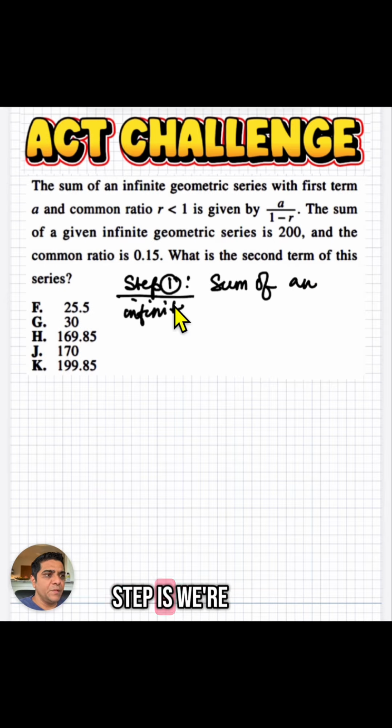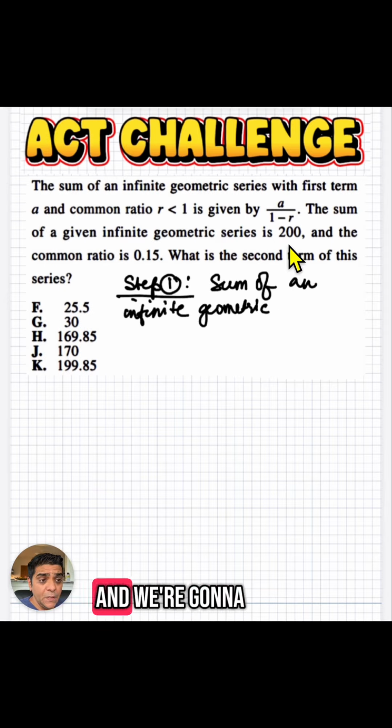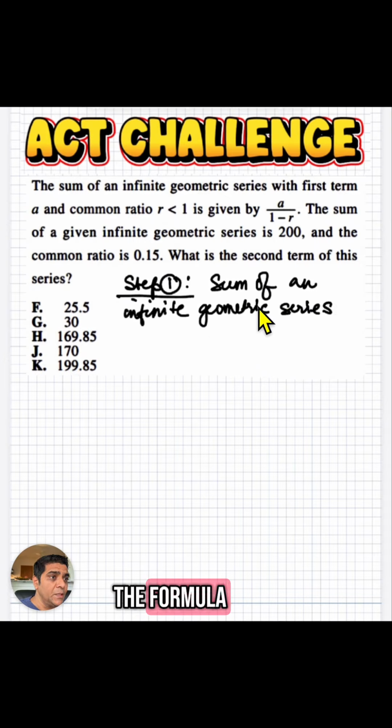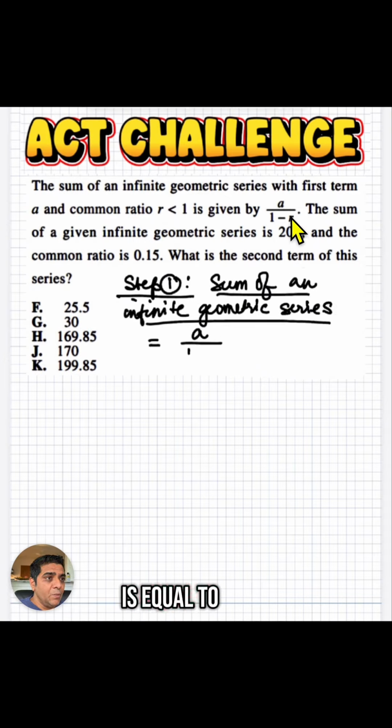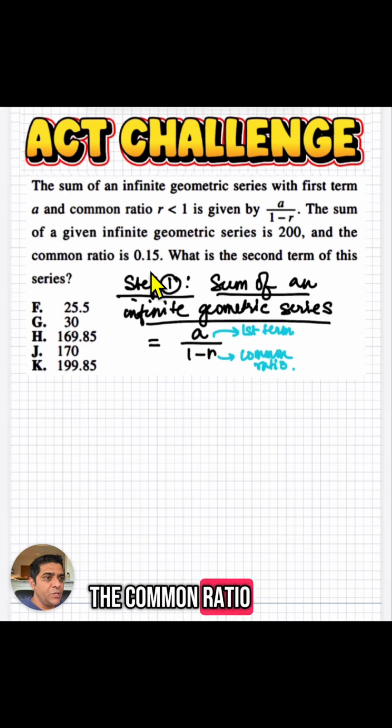So the first step is we're going to see what the givens are and substitute them into the formula. The sum of an infinite geometric series is equal to a divided by 1 minus r. A is the first term, and r is the common ratio. In this case, we have 0.15 as our common ratio.